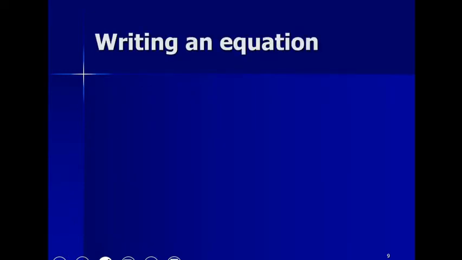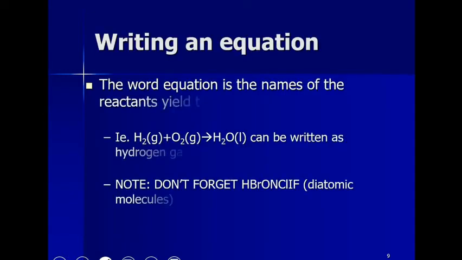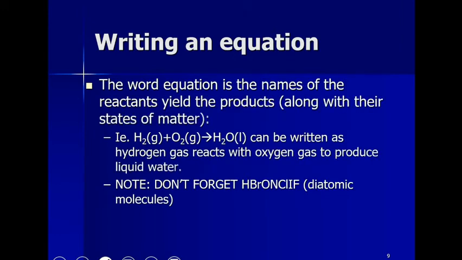When you're writing an equation, the word equation is the names of the reactants yields the products, along with their states of matter. I can go from the formula equation to the word equation and back again. For example, in this reaction, I have H2(g) plus O2(g) yields H2O(l). That can be written as hydrogen gas reacts with oxygen gas to produce liquid water.